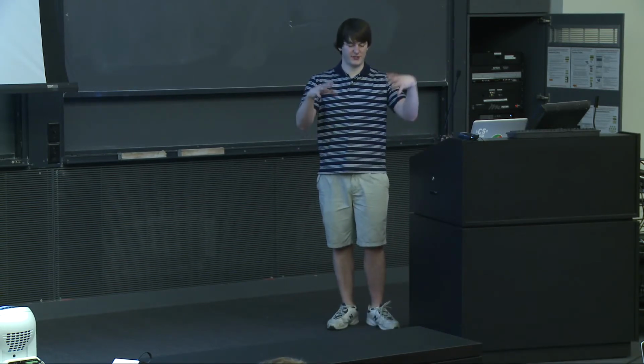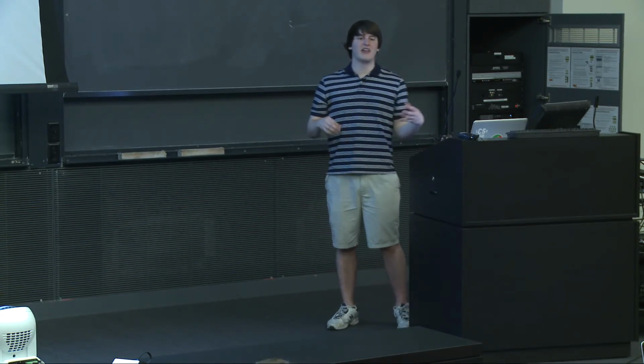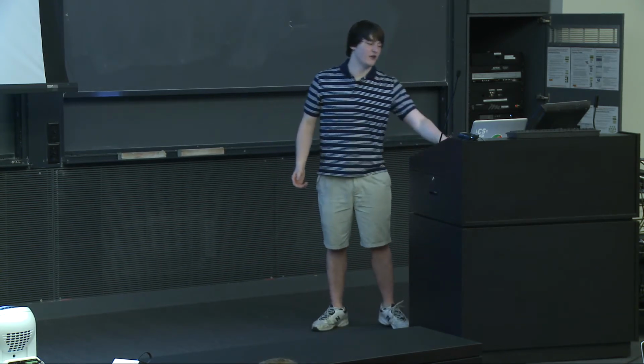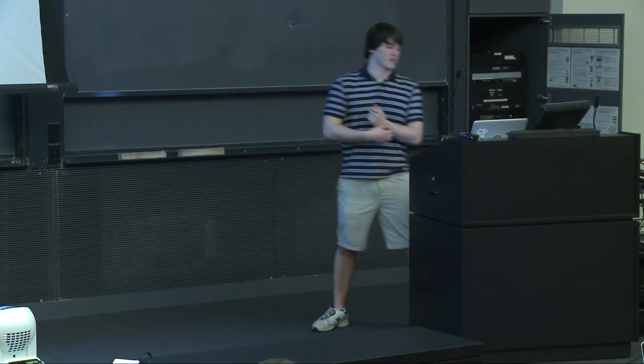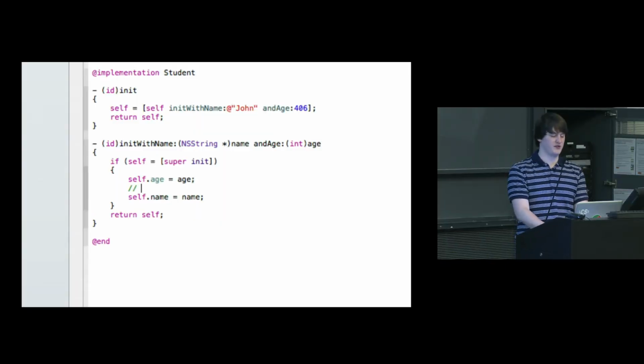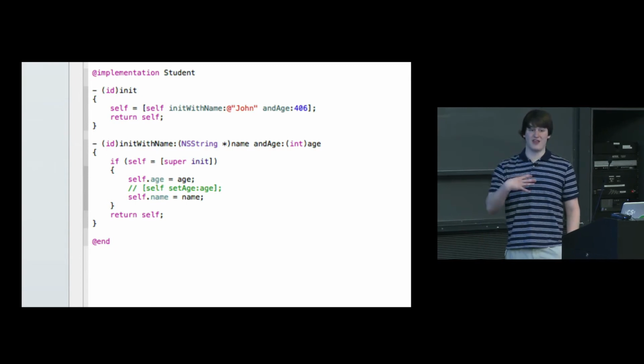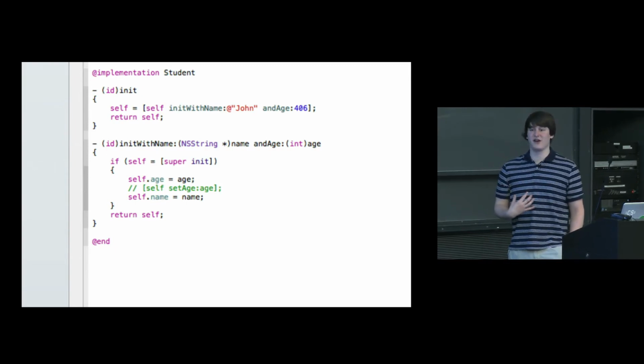So when I have a student, like I just allocated a student, and then I pass that student the message init with name whatever, then self refers to that student I just passed the message to. And similarly, self.age, which is also equivalent to self setAge age. So self.age refers to this student. We want to set our own age instance variable to age.